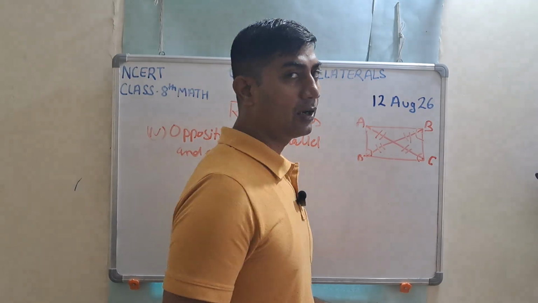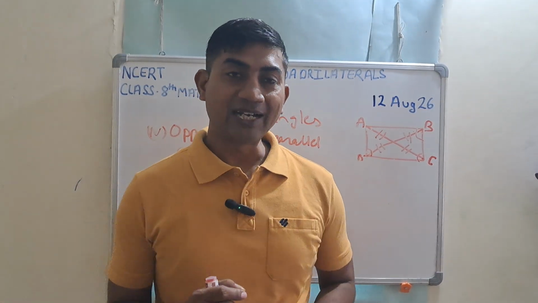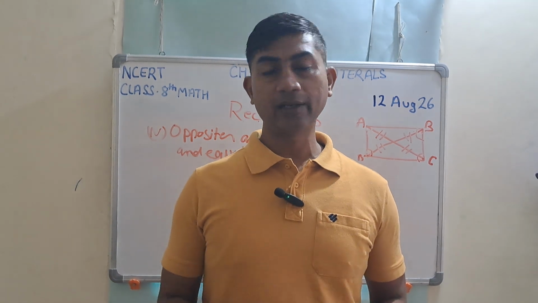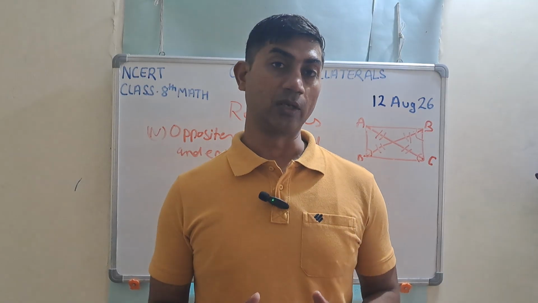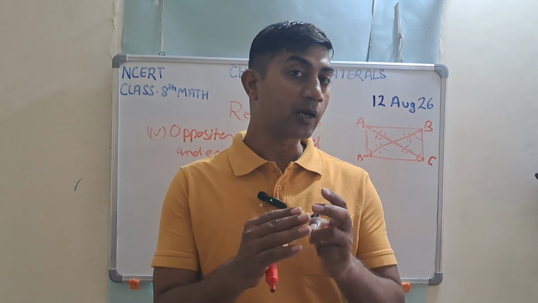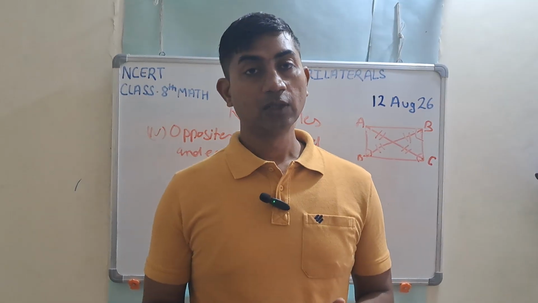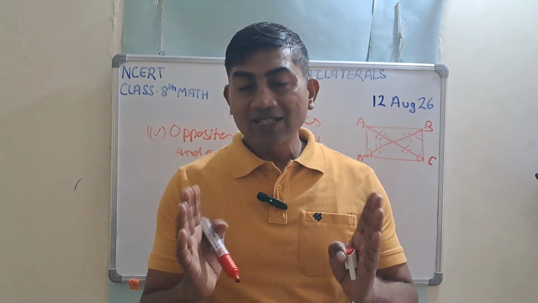Now we will see a very unique case of rectangle. We have said that a rectangle is a quadrilateral. In a rectangle, opposite sides are parallel and equal. Understood? We are talking about the opposite sides being parallel and equal. So is there a case when all the sides are equal?